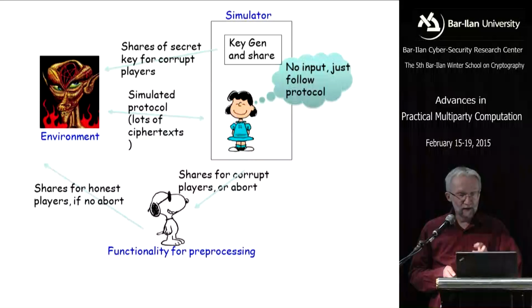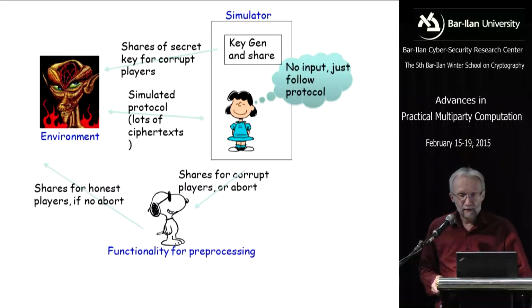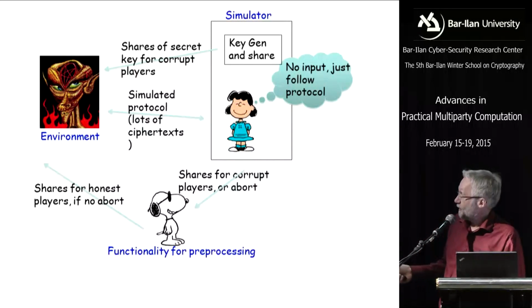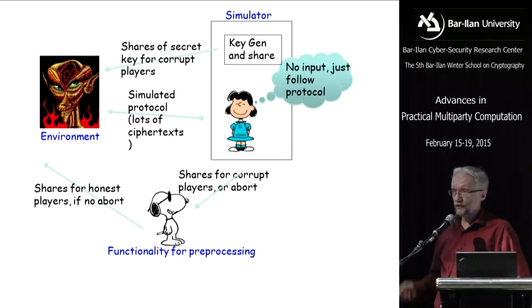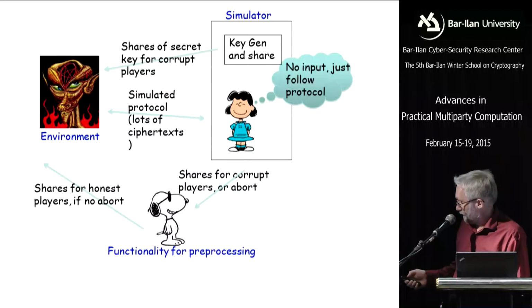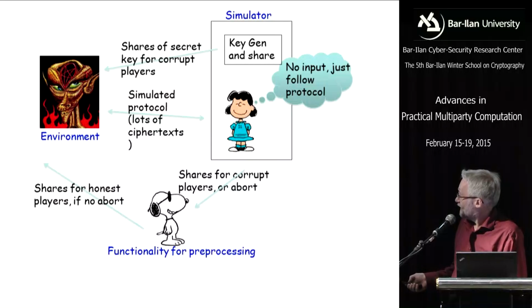So here's the environment, the functionality for preprocessing, the simulator just like before. So what's happening if we start from the top here? First, you do the key generation and you share the secret key. You send shares of the secret key for the corrupt players to the environment. You then do the simulated protocol, which basically means lots of ciphertext and serialized proof is going back and forth here. And to do this, we just start this dummy copy of the honest players.